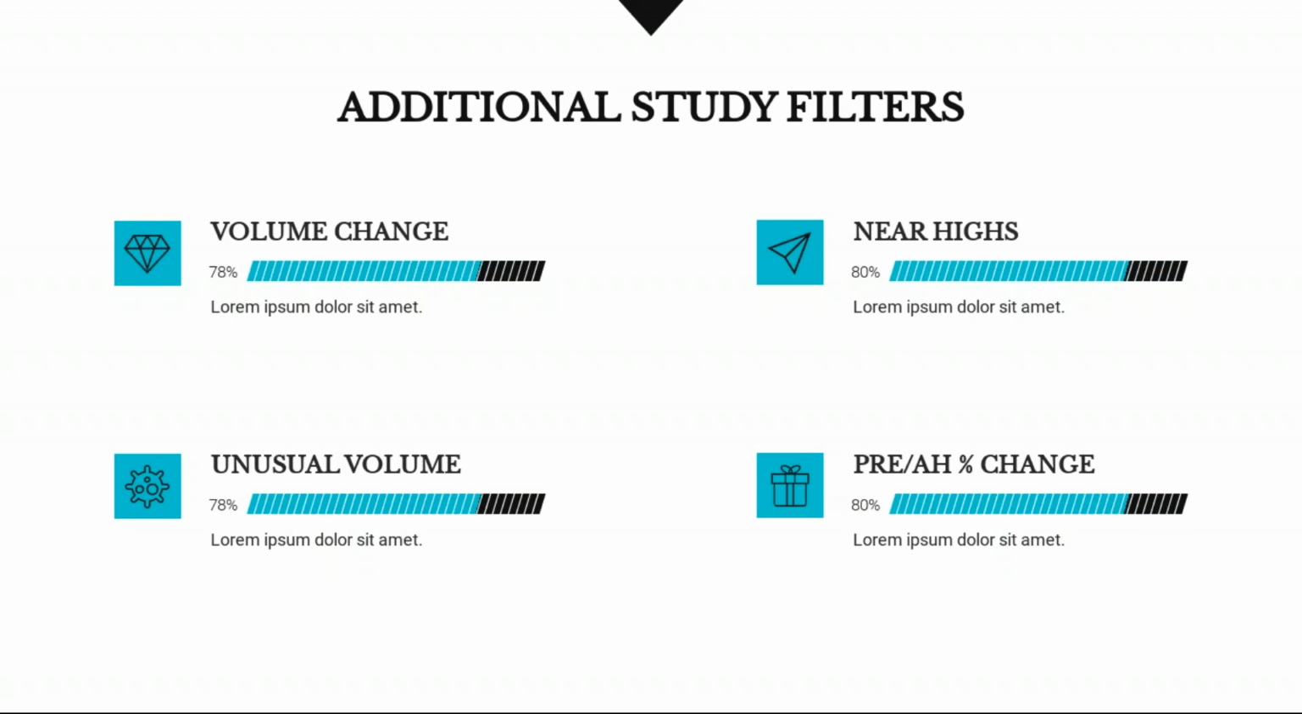And then there's pre-market and after-hours percent change. This is how I look for gap up or gap down stocks, either after hours, after the bell rings, or pre-market before the bell rings and we're doing our research. This is also in the gainers and losers section of the predefined scanners.